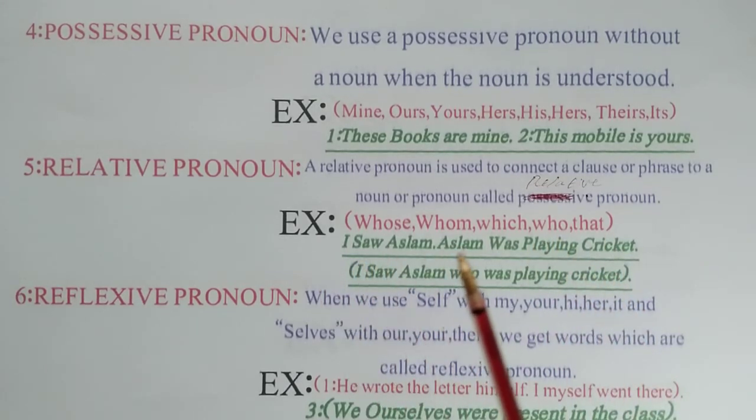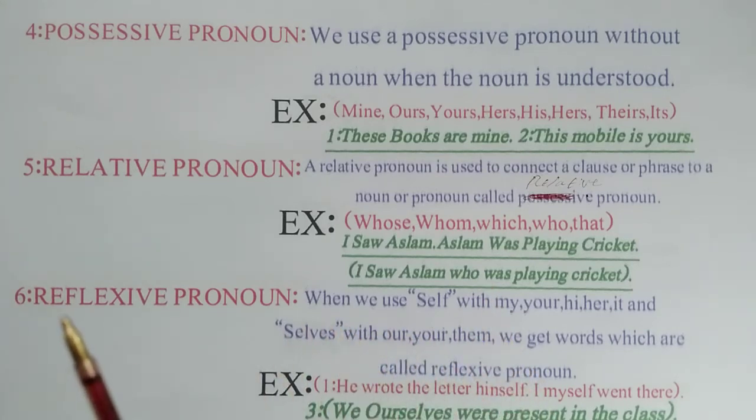I saw Aslam. Aslam was playing cricket. Now in the second sentence, we use the word who in the place of Aslam. I saw Aslam, no comma, no full stop. I saw Aslam who was playing cricket. The word who we use in the place of Aslam, and this word is relative pronoun in this sentence.